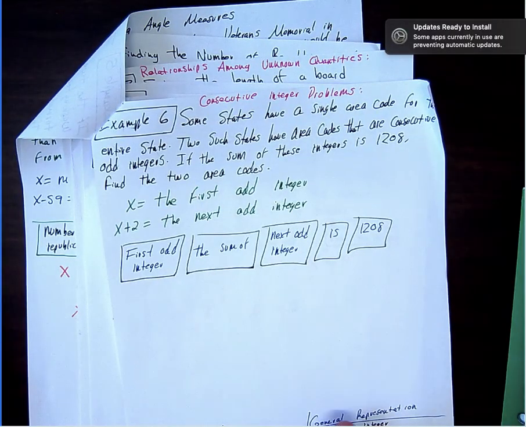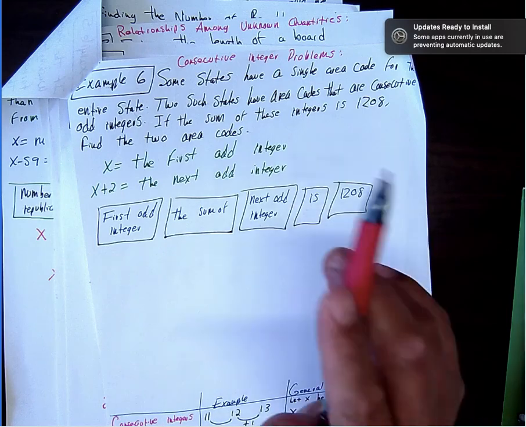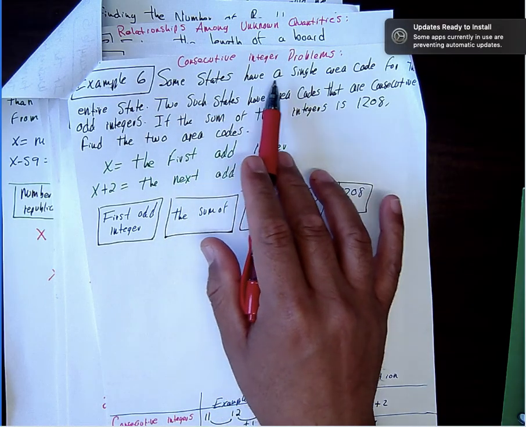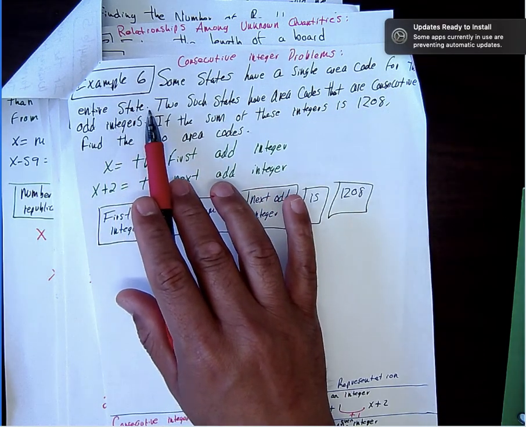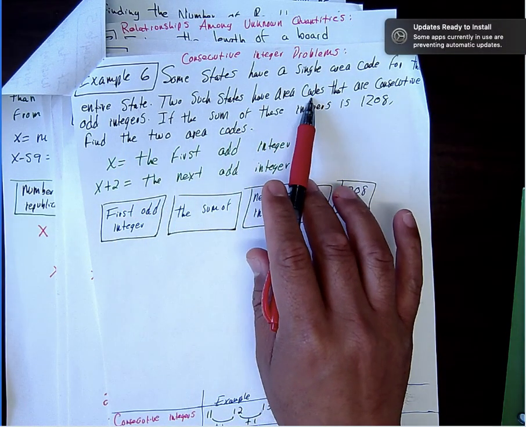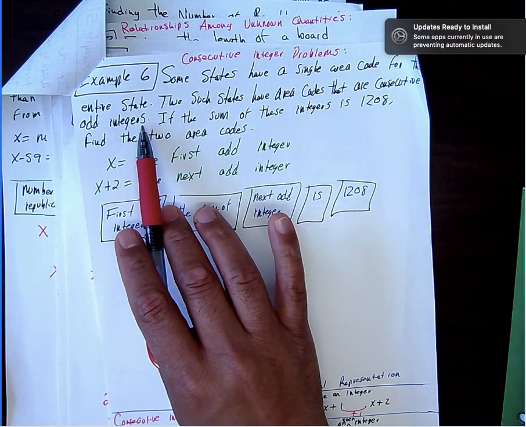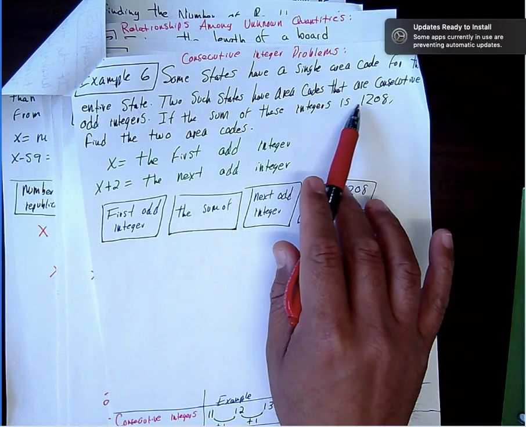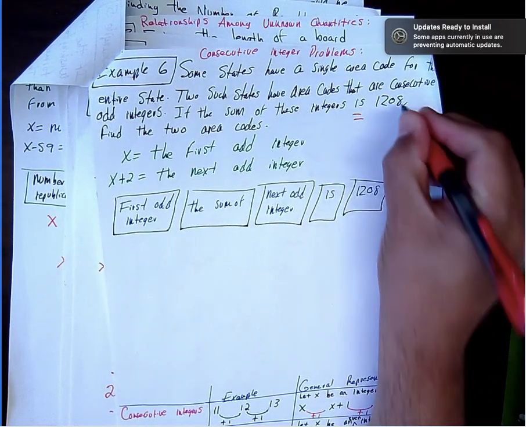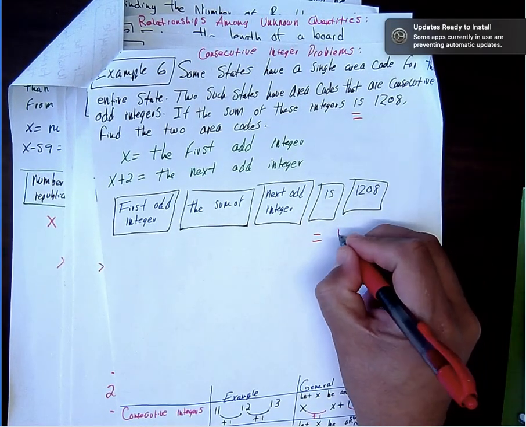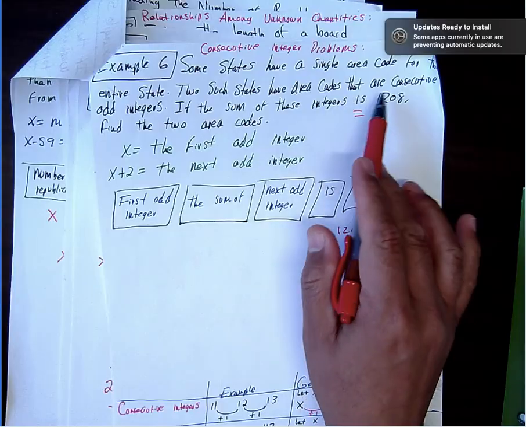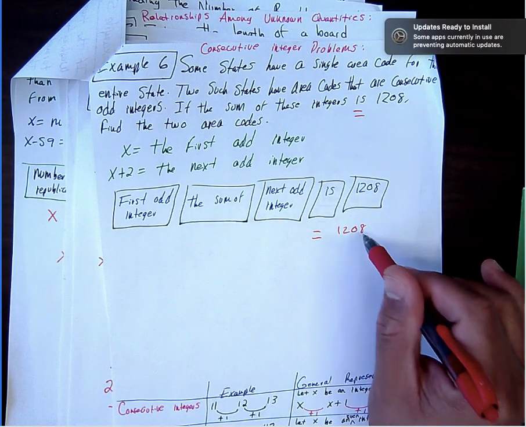This is different. This is, and we've done this one, consecutive integer problems. We've seen this last semester. So let's read. Some states have a single area code for the entire state. Two such states have area codes that are consecutive odd integers. If the sum of these integers is 1208, find the two area codes. So the sum has to equal this. Is means equal this. So the two consecutive odd area codes need to equal this.